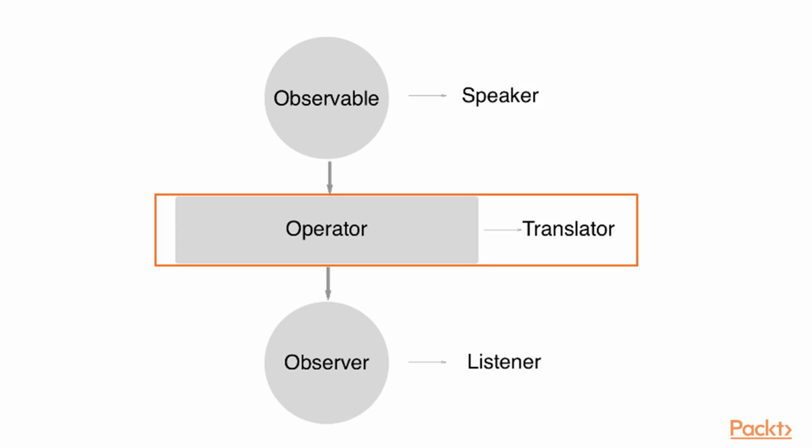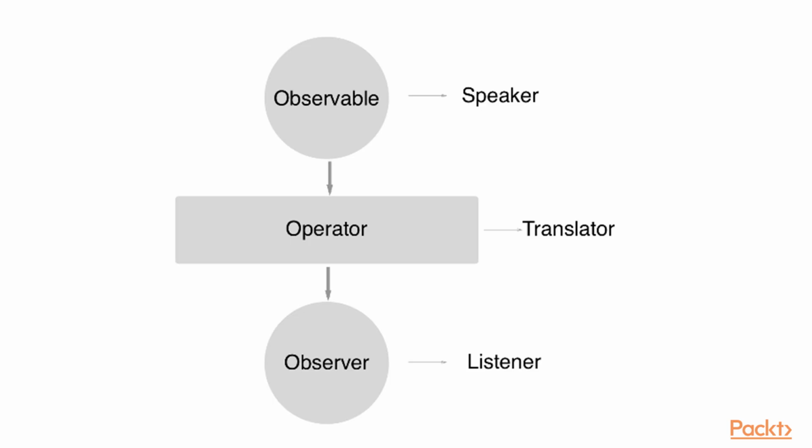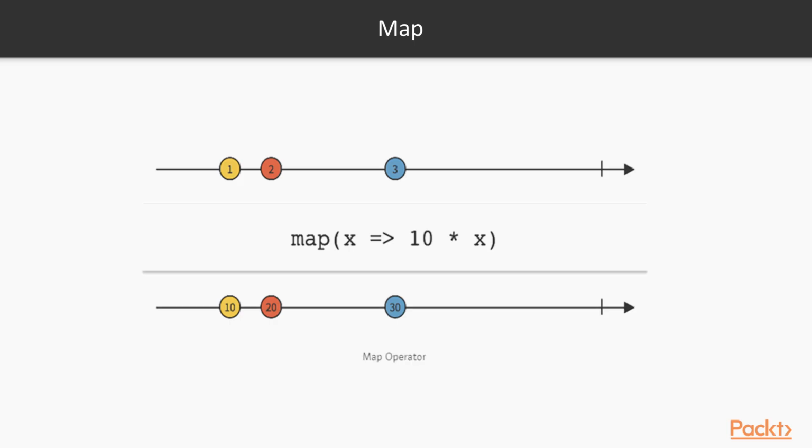RxJava has so many operators. In order to use them correctly, we must know about them. Here we will discuss map and flat map. Map. The map operator applies a function of your choosing to each item emitted by the source observable and returns an observable that emits the result of these function applications.